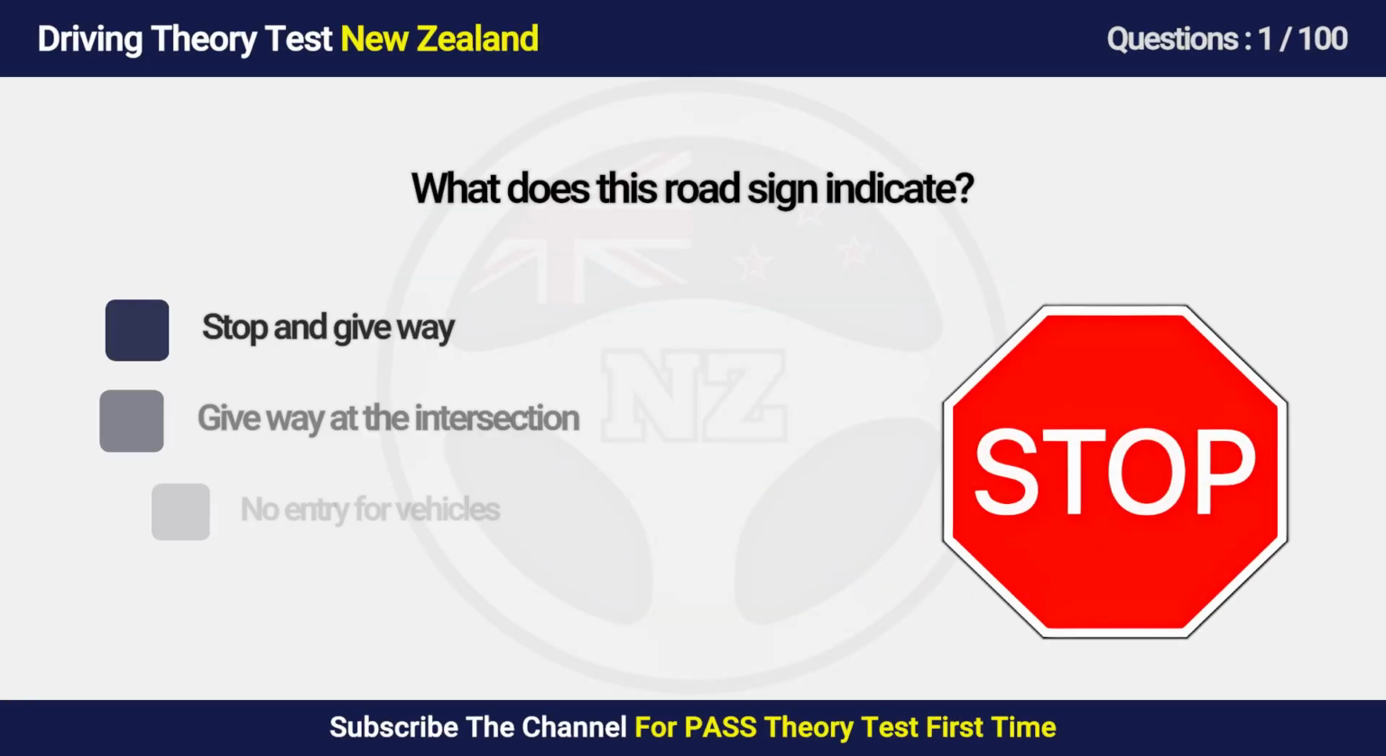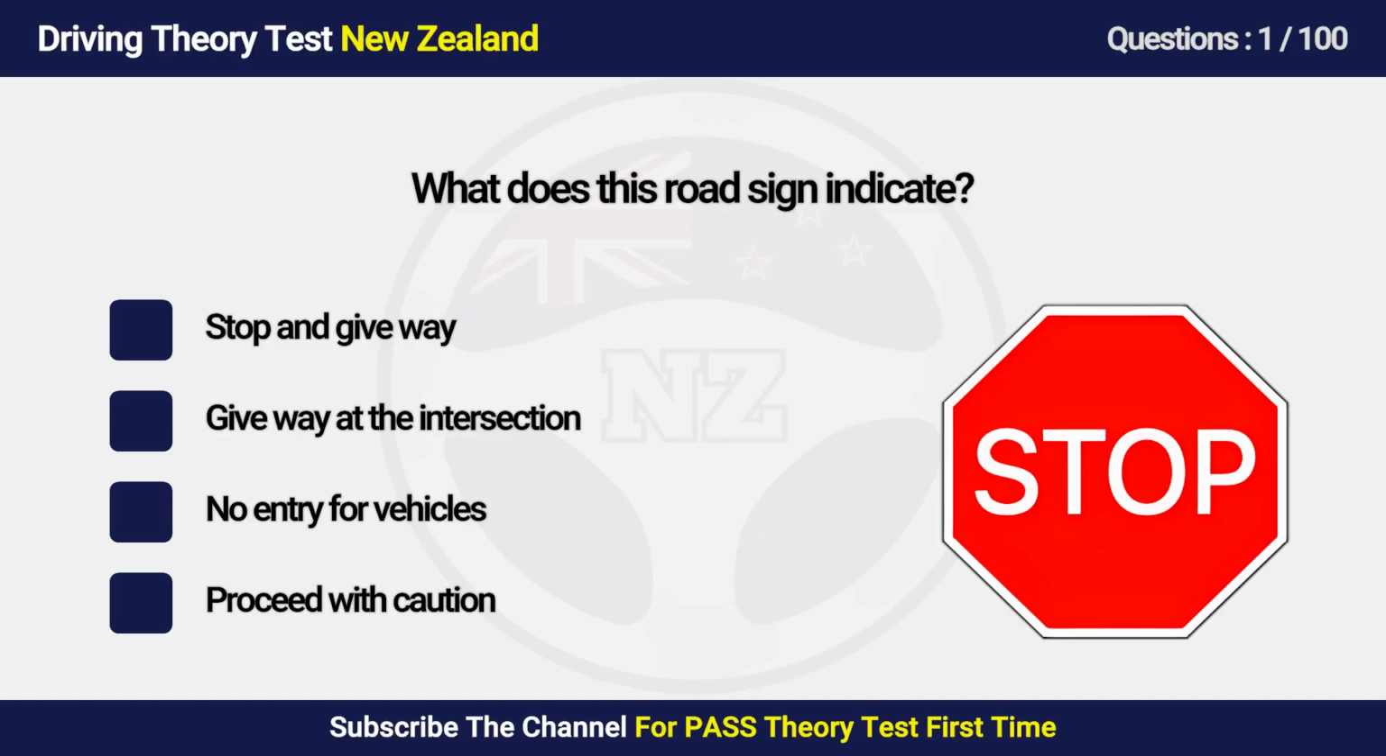Question 1. What does this road sign indicate? A. Stop and give way. B. Give way at the intersection. C. No entry for vehicles. D. Proceed with caution.